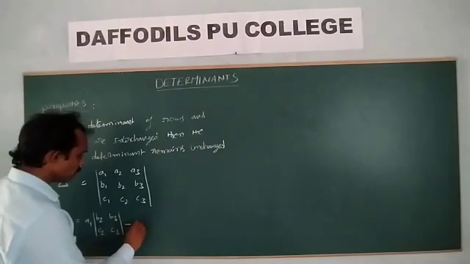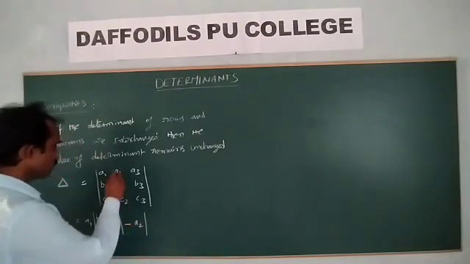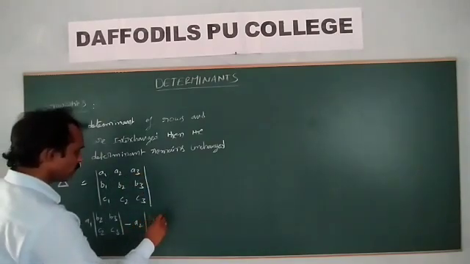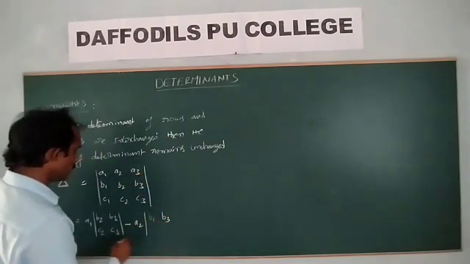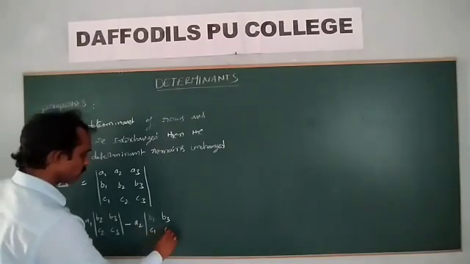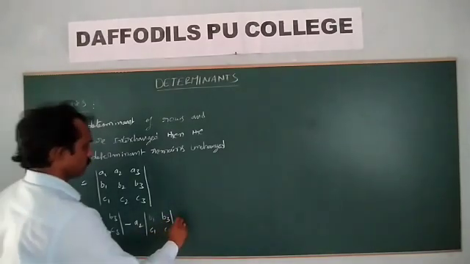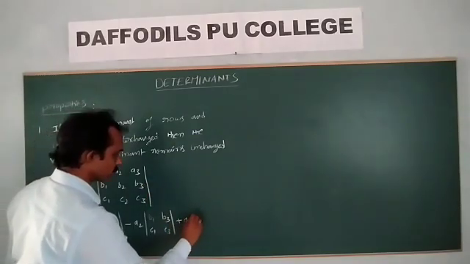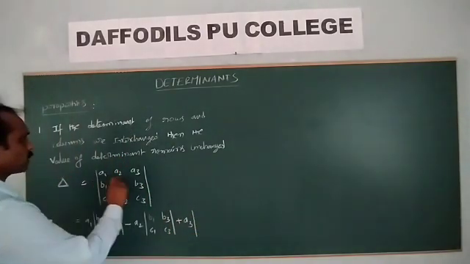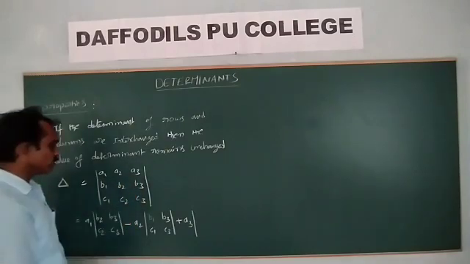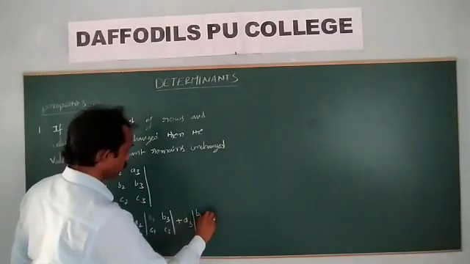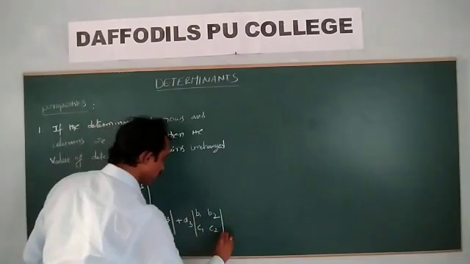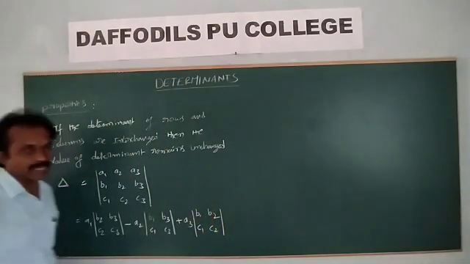Next, A2 of: delete the corresponding column and row, after that B1, B3, C1, C3. Plus A3: corresponding row, corresponding column deleted, B1, B2, C1, C2. Okay, expand.